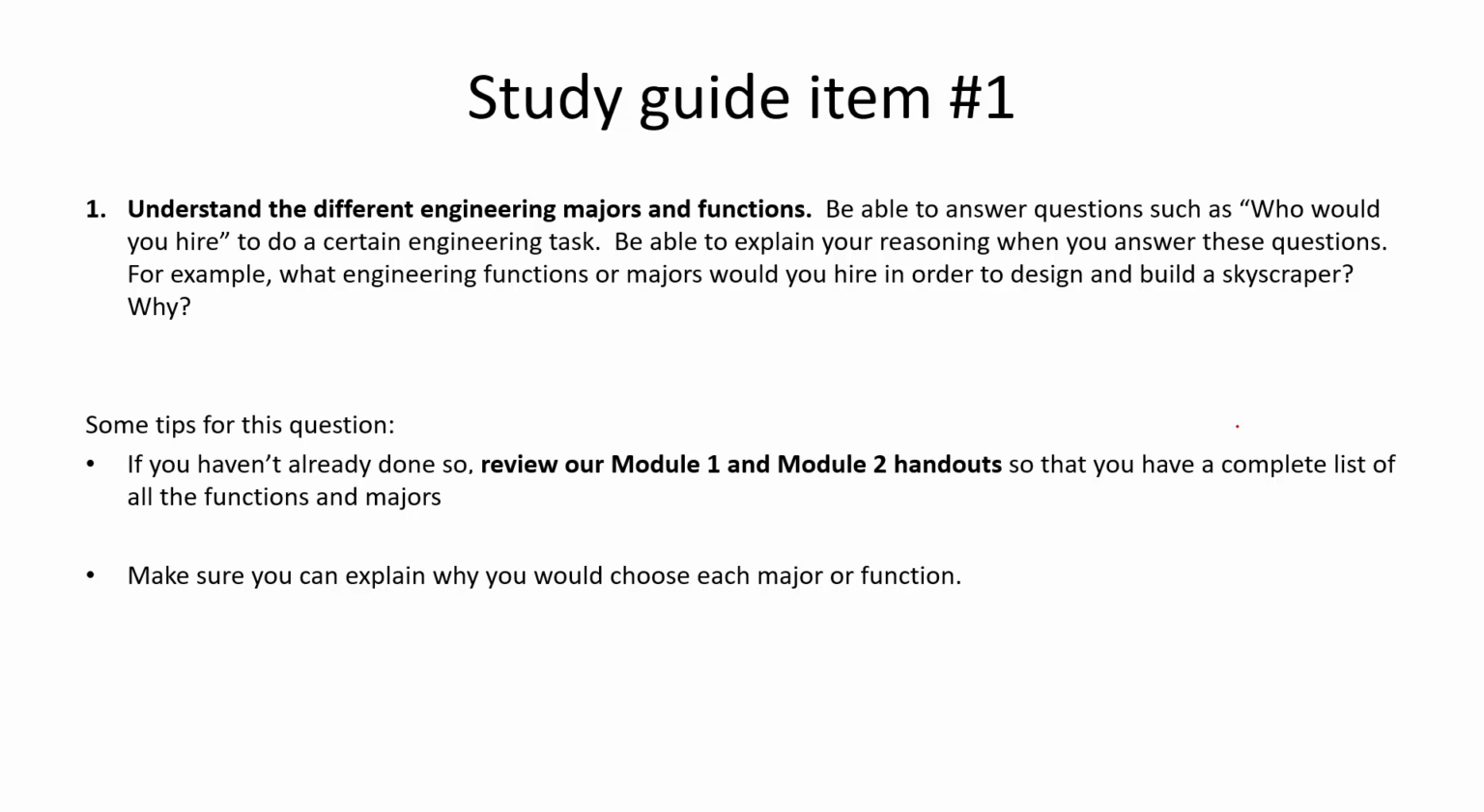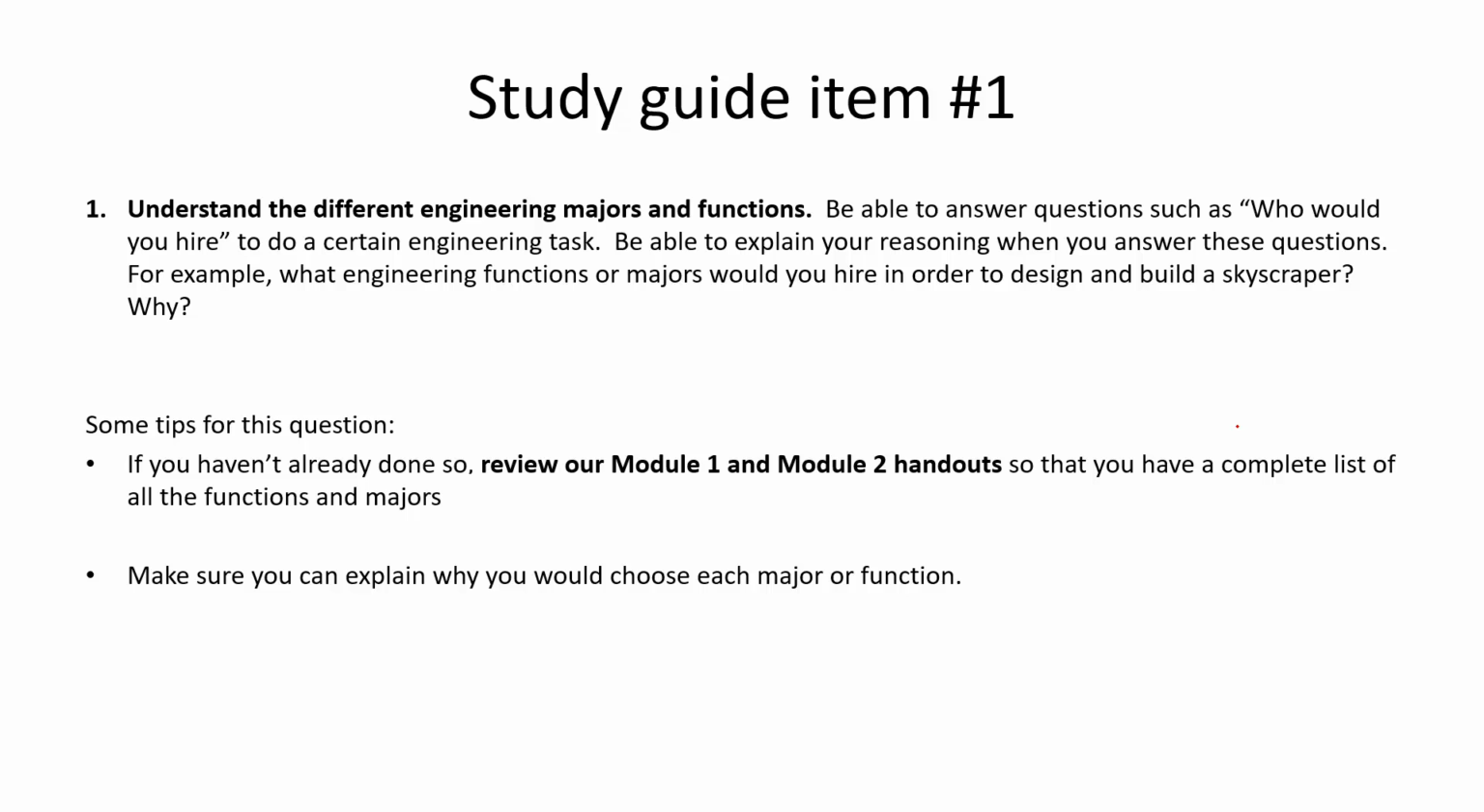Next item on our study guide is the engineering majors and functions. And we've done a few examples of this already, but we'll do another one in just a moment. These are the questions such as, who would you hire to do a certain engineering task? And you'll want to be ready to explain your reasoning when answering these questions. For example, if I asked you what engineering functions are needed in order to build a skyscraper, you would want to be able to identify some types of engineering majors and types of engineering functions which would be useful for that task.